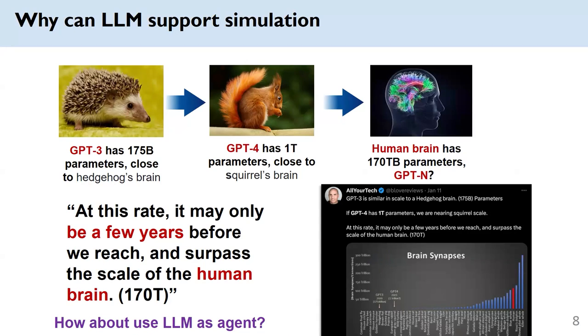So why can the LLM support simulation? We can see an interesting comparison of GPT models with different animals. GPT-3 has more than 170 billion parameters, which is close to a hedgehog's brain. GPT-4's parameter count is close to a squirrel's. And we know the GPT models are increasingly developing. At this rate, it may only be a few years before we reach and surpass the scale of a real human brain's parameter size. So if we have such a strong fundamental tool with the same parameter size or ability level as a human, we can consider the LLM as a very good agent for research on agent-based simulation and modeling.